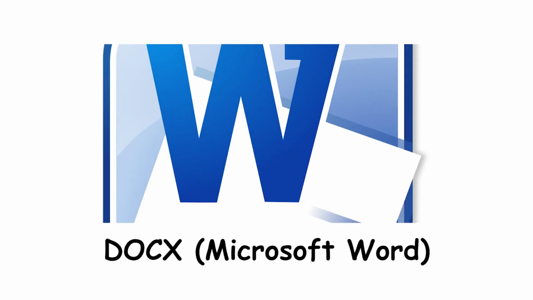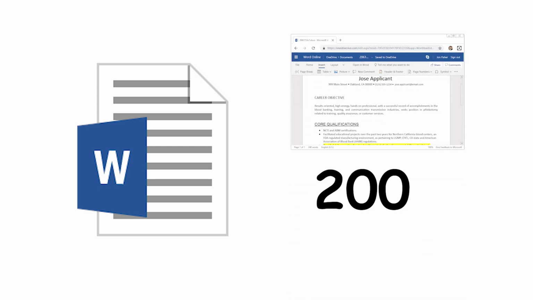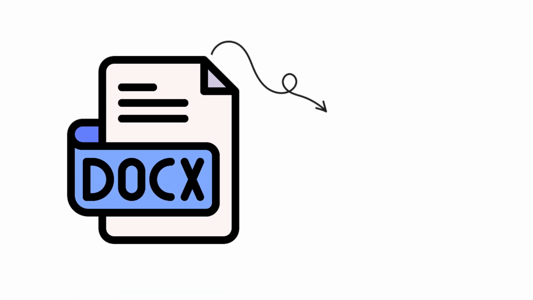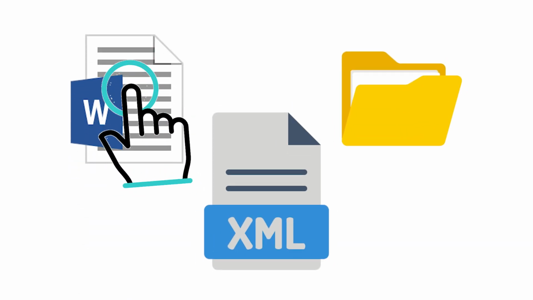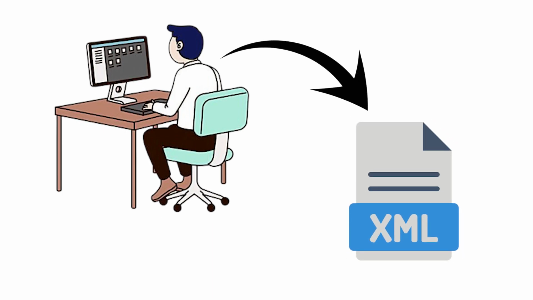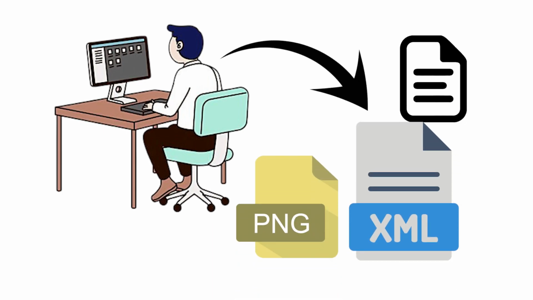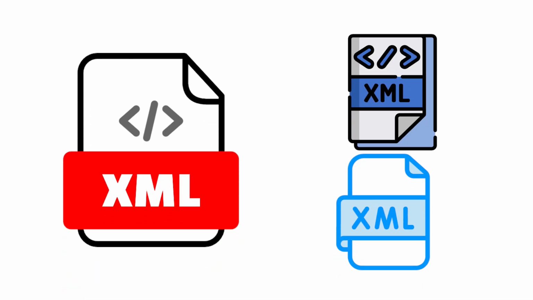DOCX, Microsoft Word. A Word document is actually a zip file in disguise. DOCX, the format Microsoft switched to in 2007, is built on a standard called Office Open XML. Change the file extension from DOCX to zip, open it, and you'll find a folder full of XML files and a media directory. Everything you see in that document, the text, the formatting, the images, the headers and footers, is stored in those XML files as plain readable code.